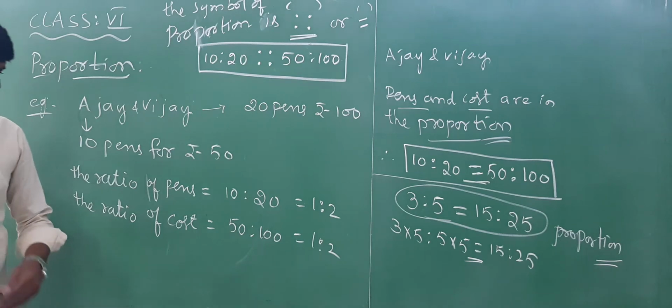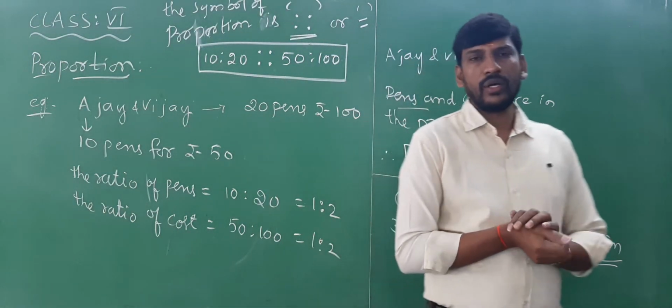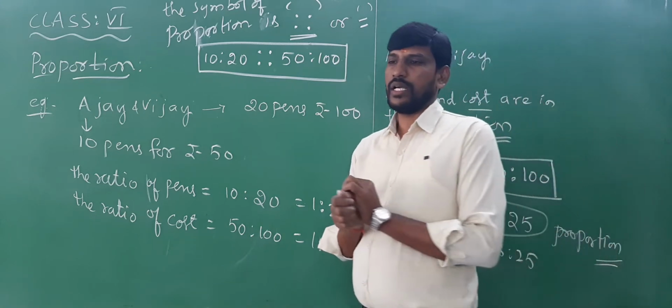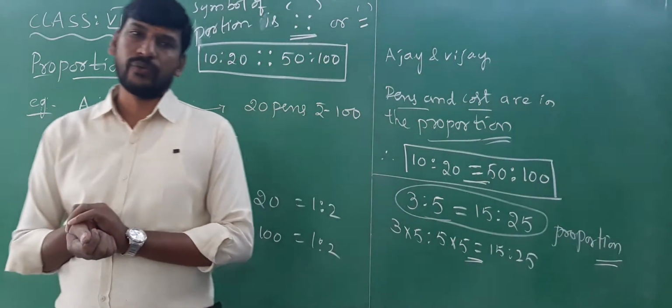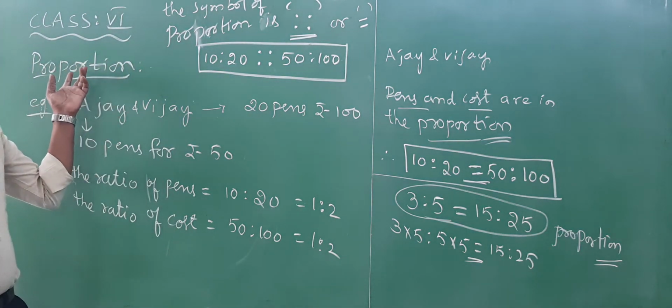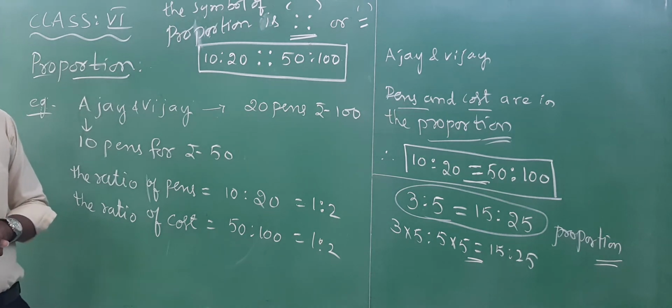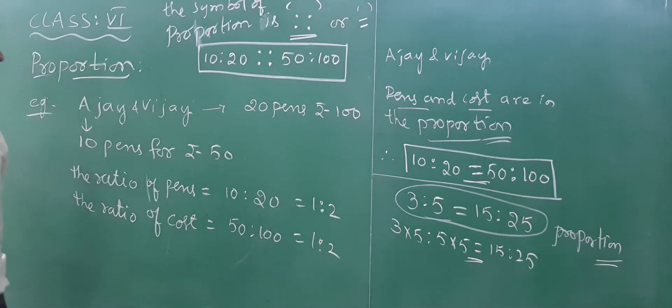Right children? So what is proportion here? Proportion is when the ratios of two different situations are equal. Having the equal ratio, we can say the ratios are in proportion. Is it clear, children? I'll write the definition on the board. You please copy.